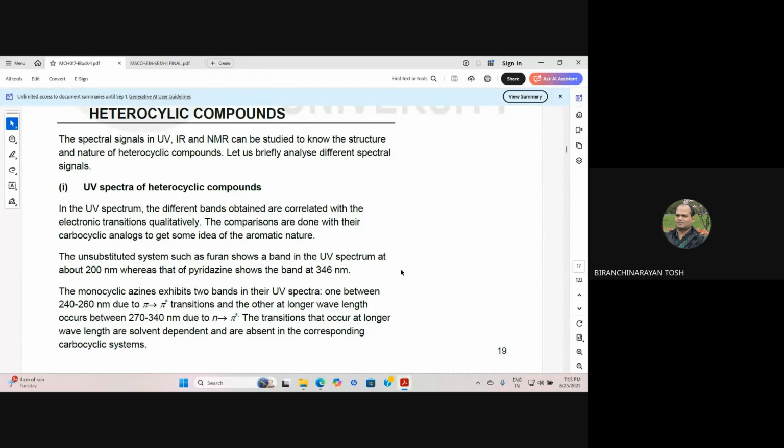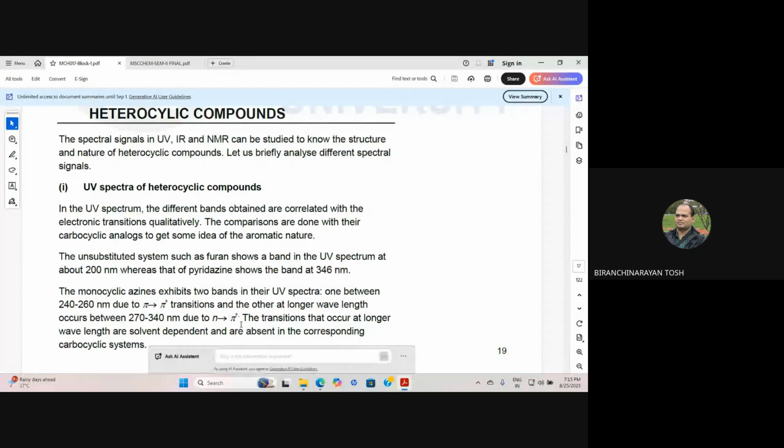In heterocyclic compounds, the heteroatoms contain lone pairs of electrons. Oxygen has 2 lone pairs, nitrogen has 1 lone pair, and sulfur again has 2 lone pairs. So basically all heterocyclic compounds have lone pairs of electrons, and so the n to pi star transition will be more prominent.